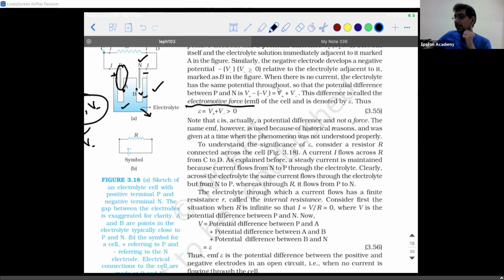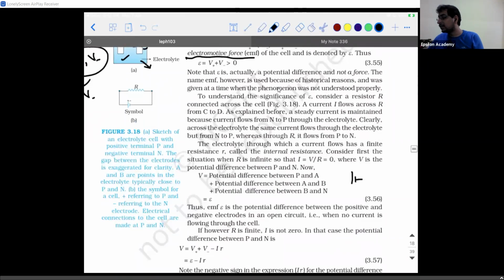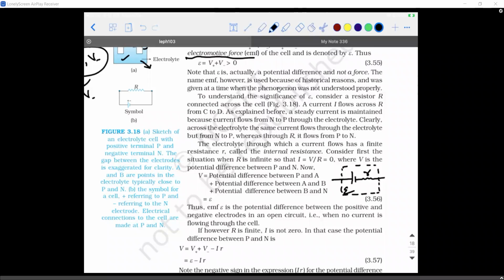Clear? Now comes an important question. How are you going to represent a cell with an internal resistance? If you talk about a cell whose EMF is E and its internal resistance is r, then you put it within a box like this. If you do this, then this is what is called a cell with some internal resistance. Does it make sense? Yes, sir. Okay, so please make a note of this particular diagram.